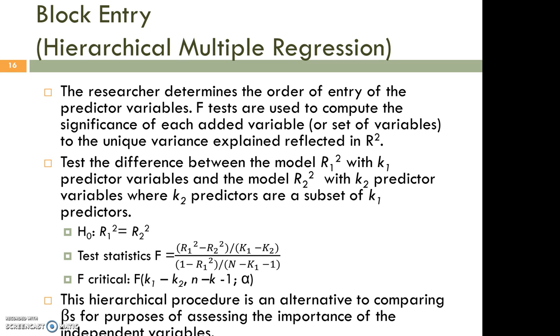When we decide to use block entry in multiple regression, there are certain theoretical, empirical, or conceptual reasons for you to decide the order of entering the independent variables into your model. And each block of variables can be tested with an F test to show whether adding that block of independent variables will contribute significantly to the model R-square.